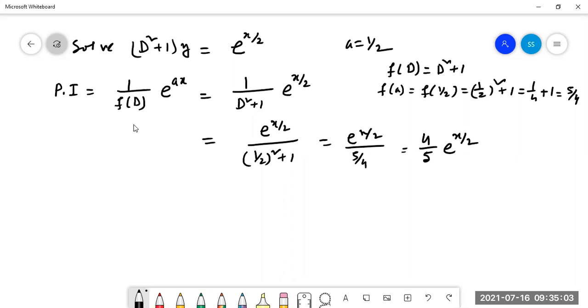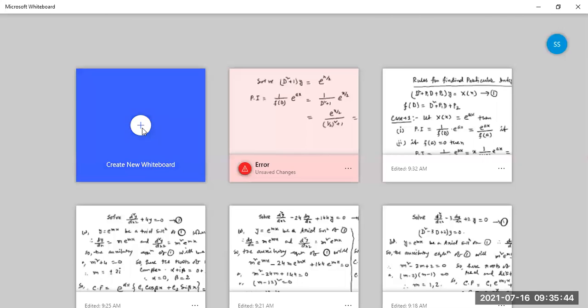This is the result. Is this understood? This is understood by everybody. Here a equal to half, f(D) equal to D square plus 1. So f of a, we got 5 by 4. So we are putting this as f of a not equal to 0, 5 by 4 not equal to 0. So we can put it. Is it clear to everybody? Yes, sir. Now we are taking the next example where f of a equal to 0. Shall I go for the next part? Yes, sir.